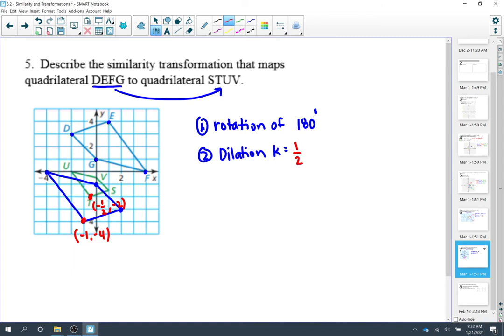If I check another point, this one's at -4, 0. This one's at -2, 0. So -4 cut in half is -2. 0 cut in half is still 0. So my dilation checks out. So step 1 and step 2, that's our similarity transformation.